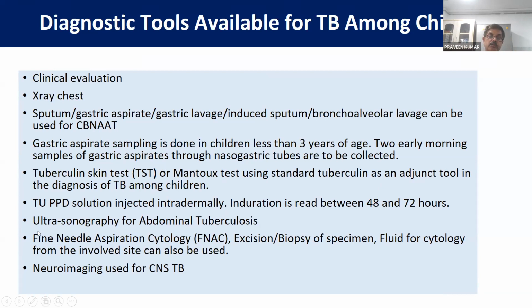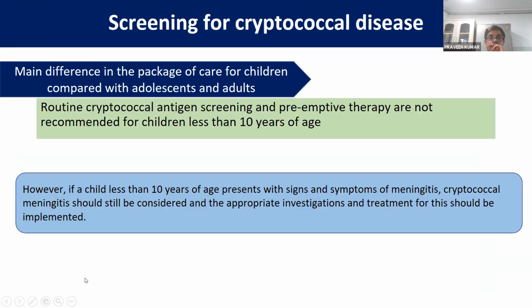Then you also need to do ultrasonography when you have the possibility of abdominal tuberculosis. FNAC we do for lymph node tuberculosis, and when we have cytology, we do it for acid fast bacilli. Also, CBNAAT may be sent from whatever sample we have collected. And neuroimaging in the form of CT, CECT, we do for CNS tuberculosis.